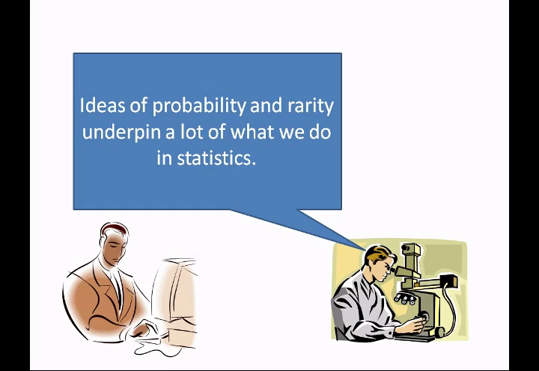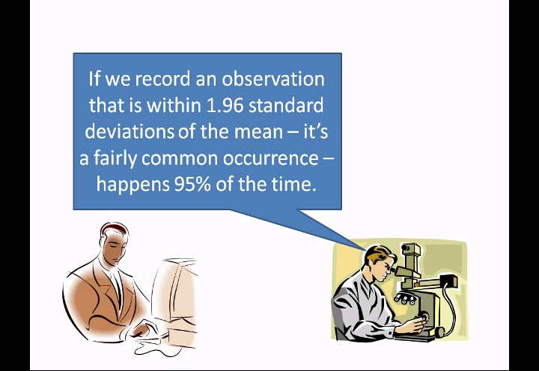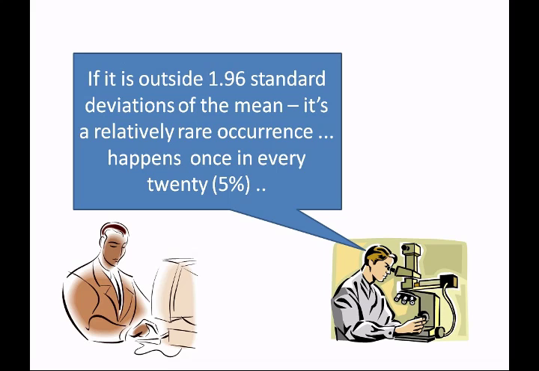Ideas of probability and rarity underpin a lot of what we do in statistics. If we record an observation that's within 1.96 standard deviations of the mean, it's a fairly common occurrence. It happens 95% of the time. But if it's outside 1.96 standard deviations of the mean, it's a relatively rare occurrence and happens once in every 20, about 5%.